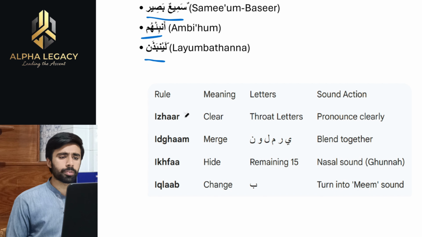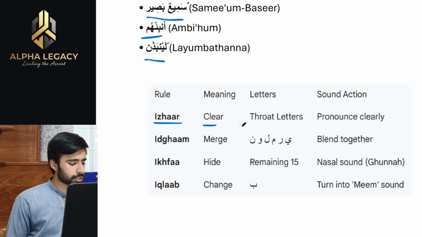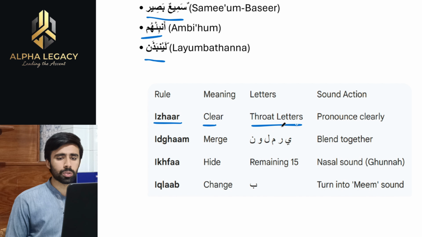Here is the summary of this lecture, which is about Noon Sakin and Tanween, and we revise our whole lecture with the help of this table. So let's start. Firstly, we learn the first rule of Izhar, which means clear. In this rule, Izhar happens when Noon Sakin or Tanween comes before these letters, which are known as throat letters. So the Noon sound will be pronounced clearly.